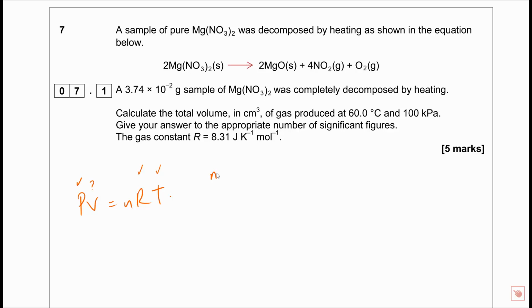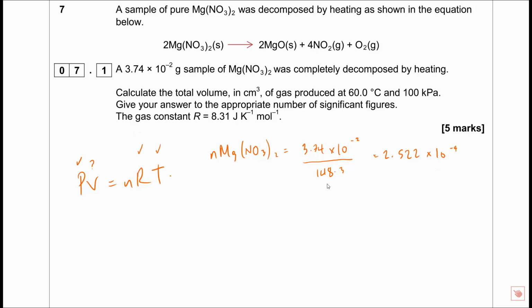So moles of Mg(NO3)2 is going to equal 3.74 times 10 to the minus 2 divided by the MR, which is 148.3. That's going to give us 2.522 times 10 to the minus 4. You obviously have to work the MR out yourself, it's not given. That's our moles. That's actually going to get you one delightful mark.